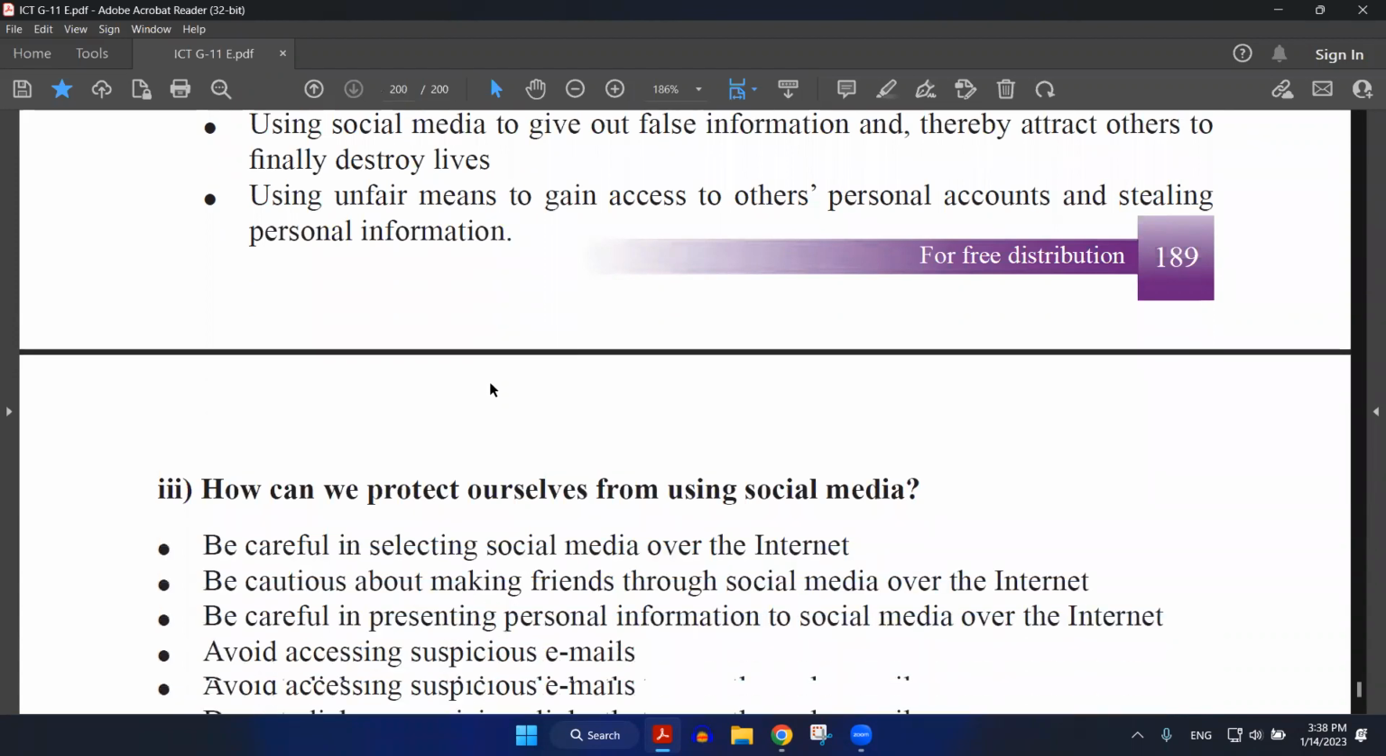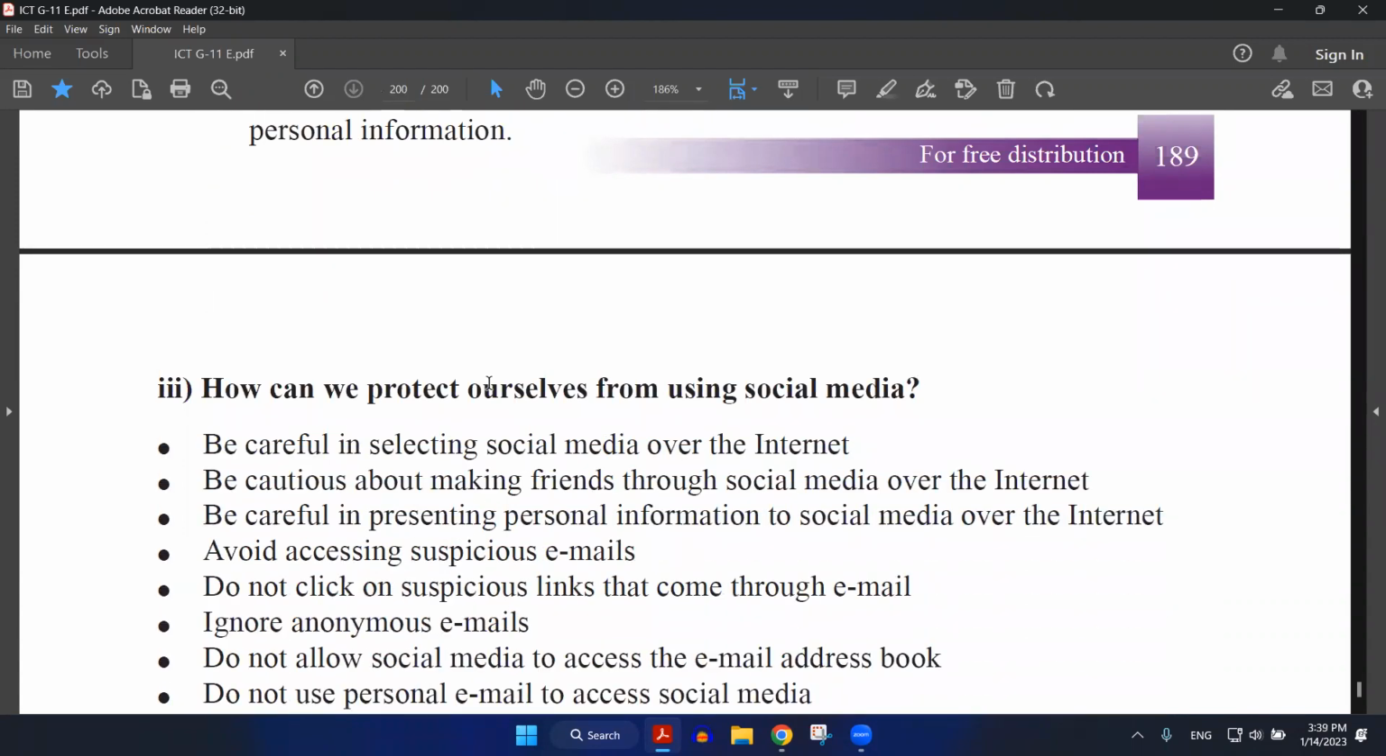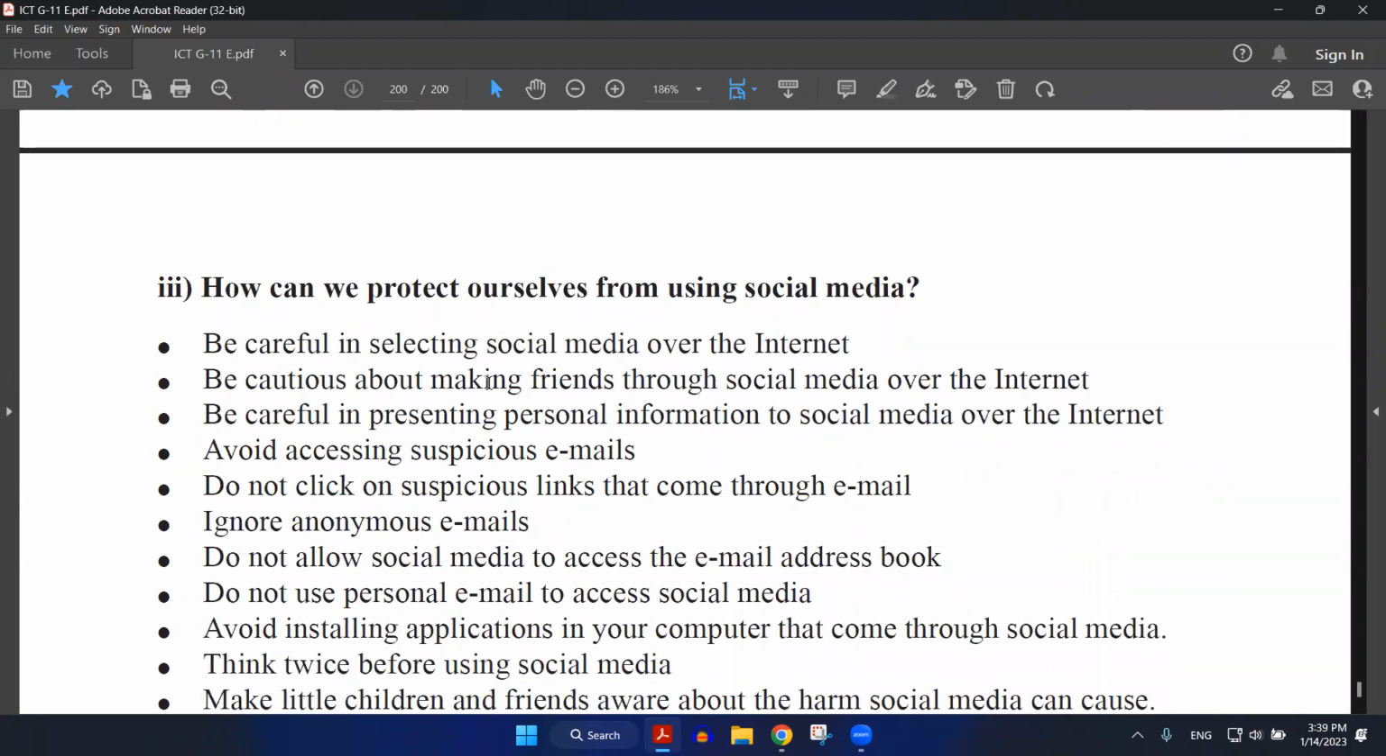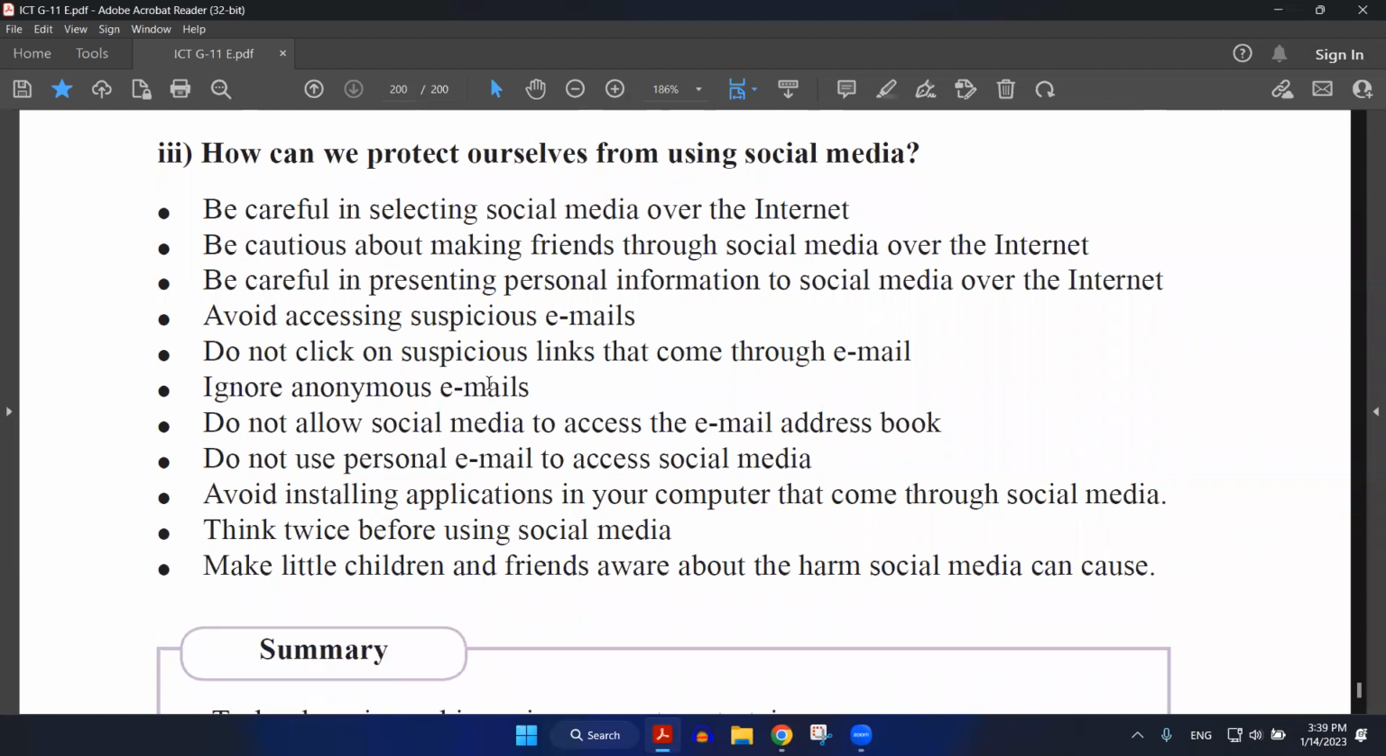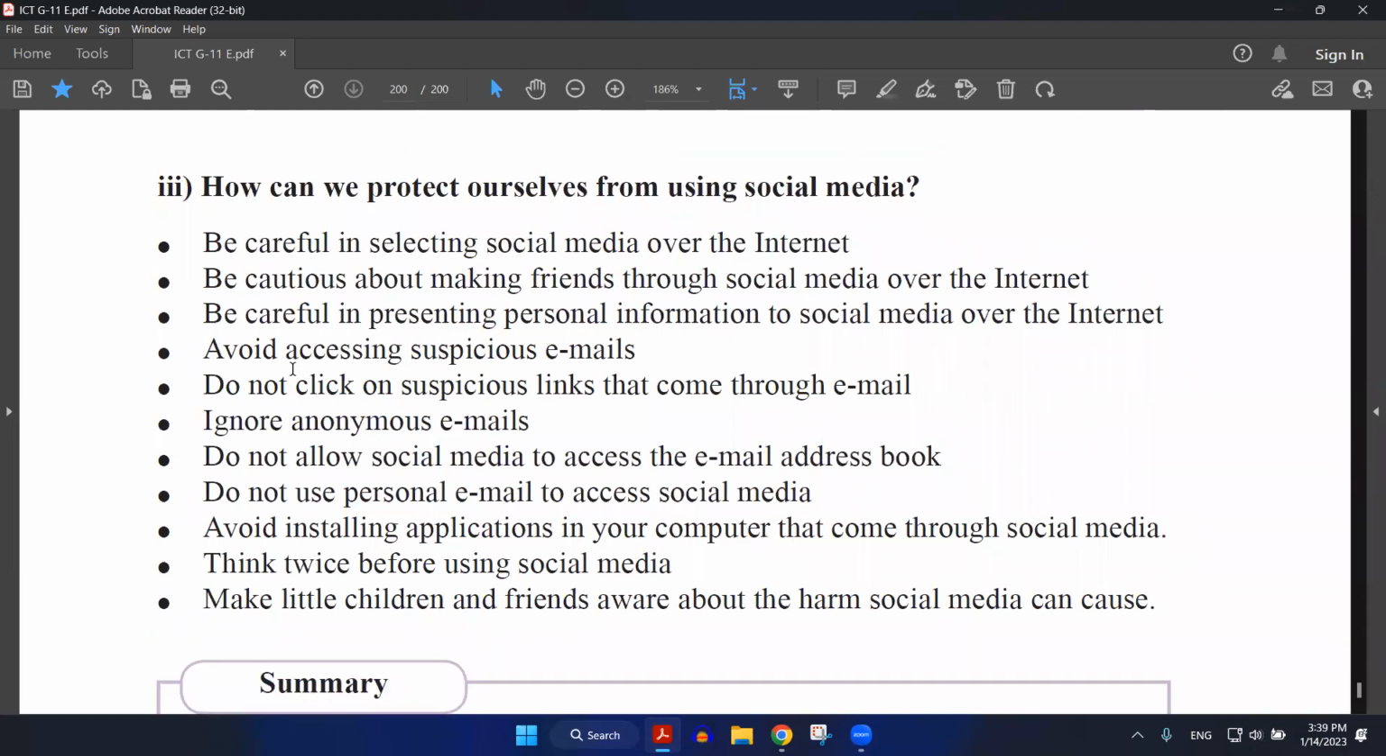So this shows you how to protect yourself when you are using social media. You have to be careful in selecting which social media you are going to get involved in over the internet, and be cautious about friends. The norm should be, I can make someone a social media friend if he is a real friend in the physical world for me, right?